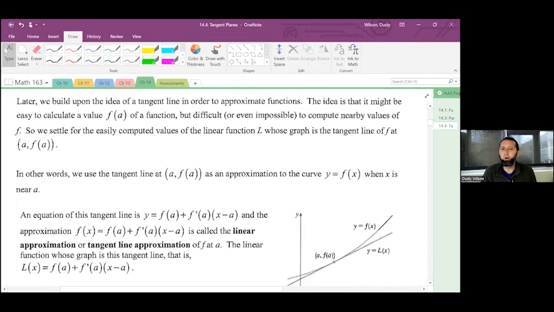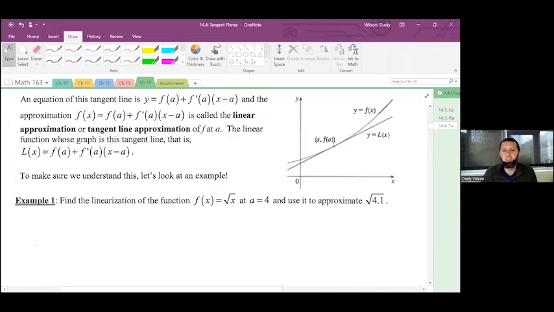Later, we built upon this idea of a tangent line in order to approximate functions. The idea is that it might be easy to calculate a value of f, that is the function value, but difficult or impossible to compute nearby values of f. So we settle for the easily computed values of the linear function L, whose graph is the tangent line of f at (a, f(a)). In other words, we use the tangent line at (a, f(a)) as an approximation to the curve y equals f of x when x is near a.